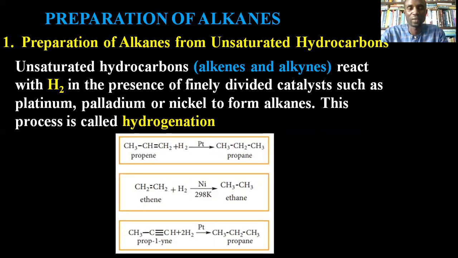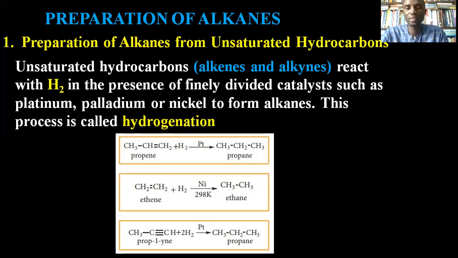All right, let's look at the preparation. How can they be prepared? Before we look into their chemical reactions, one of the ways is that we can prepare alkanes from unsaturated hydrocarbons. Unsaturated hydrocarbons are alkenes and alkynes, with double bonds and triple bonds. So we can prepare alkanes from either of them, double bonded or triple bonded.